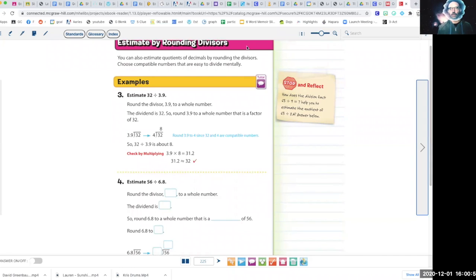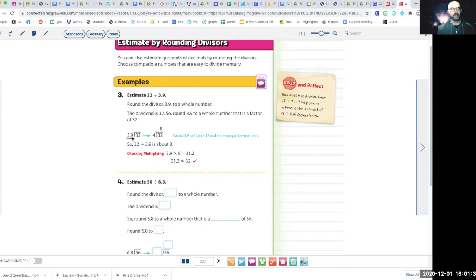Okay, so let's go to the next page, which is 225. On the last page, we would estimate or round the dividend, which is the bigger number that is being divided. This time, it's just showing you that sometimes you can use the divisor. You can estimate the divisor. So here we have 32 divided by 3.9.